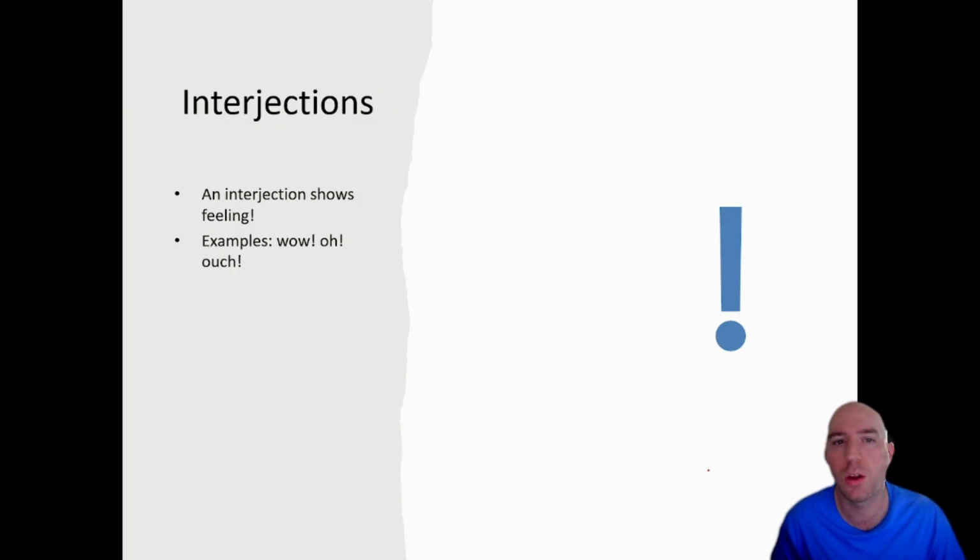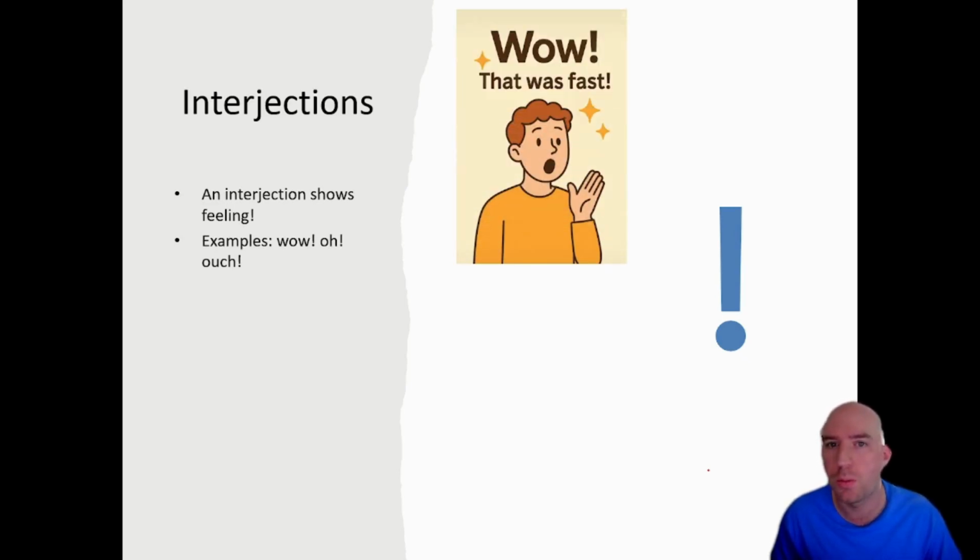Interjections. An interjection shows feeling. Examples are wow, ow, oh, wow, that was fast.